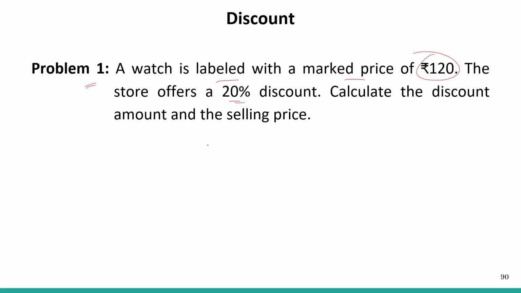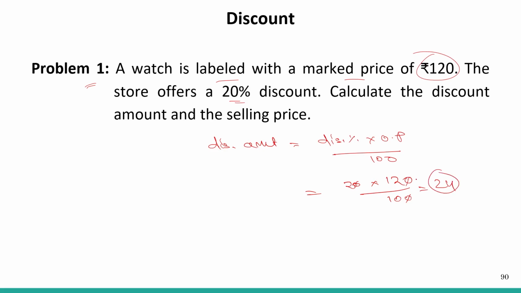So discount amount will be what? Discount amount is equal to discount percentage into original price, whole by 100. So this is equal to 20 into 120 whole by 100. Cancelling the zeros from numerator and denominator, what we are left with is 24 rupees. So this is the discount amount.